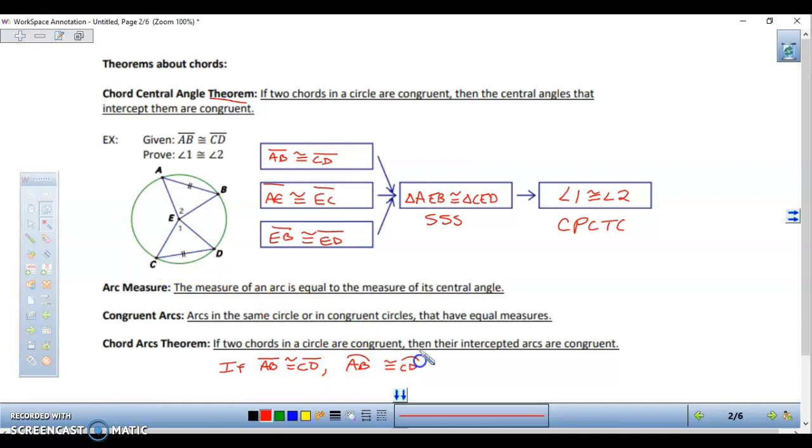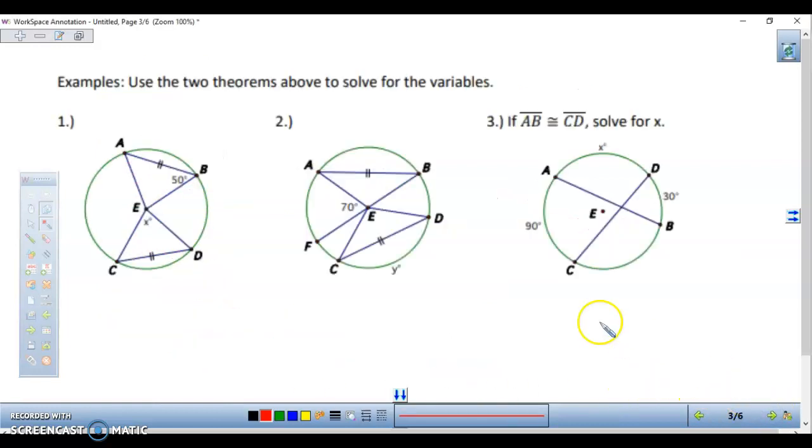And that'd be really easy to prove from this theorem, because if the central angles are congruent and the arc measure is defined by the central angle, well then the arcs would be congruent as well. All right, so let's do some examples. Use the two theorems that we just saw to solve for the variables.